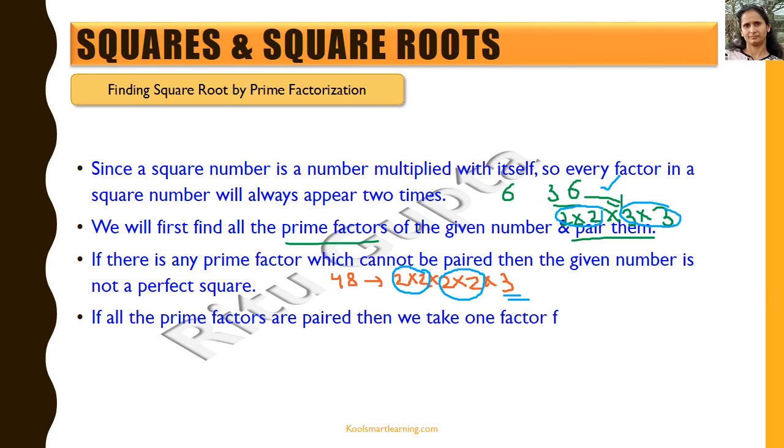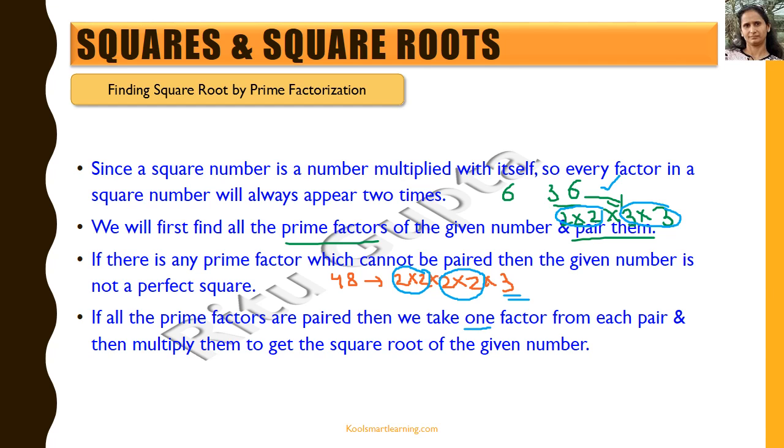Now if all the prime factors have been paired together, then we take one factor from each pair. So in case of 36, we know 2 into 2 is one pair, and 3 into 3 is one pair. So we take one factor from each pair. We take 2 from this and 3 from the other one. Then we multiply them and we get 2 multiplied by 3 as the square root of the given number 36.